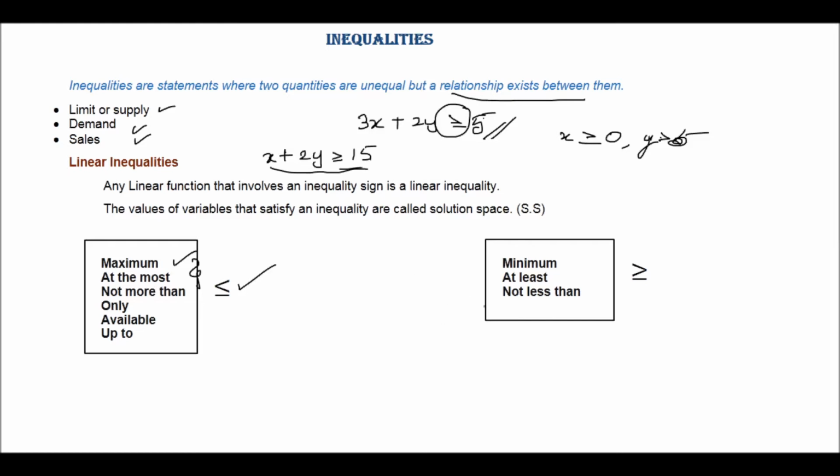And here, minimum, at least, and not less than. The opposite of maximum is minimum, and with at least and not less than, you are going to use the greater than or equal to sign. So for maximum, at the most, and not more than, you use less than or equal to, and for minimum, at least, or not less than, you use greater than or equal to.